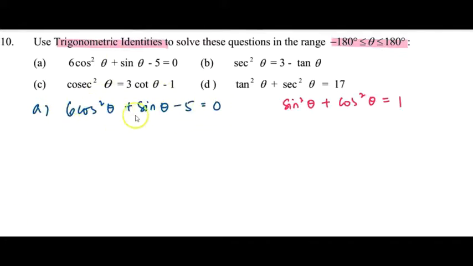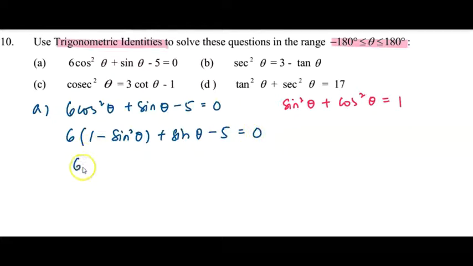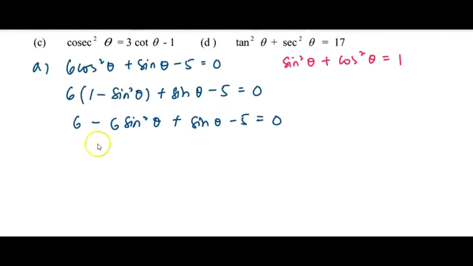For this question, I'm going to use the first identity, which is sin squared plus cos squared equals 1. I'm going to replace cos squared with 1 minus sin squared. This is from the first identity. And copy down the sin theta minus 5 equals 0. Then I expand and simplify. Then we arrange it nicely, with sin squared as the leading term, followed by sin, followed by the constant. I got 6 sin squared theta minus sin theta minus 1 equals 0.